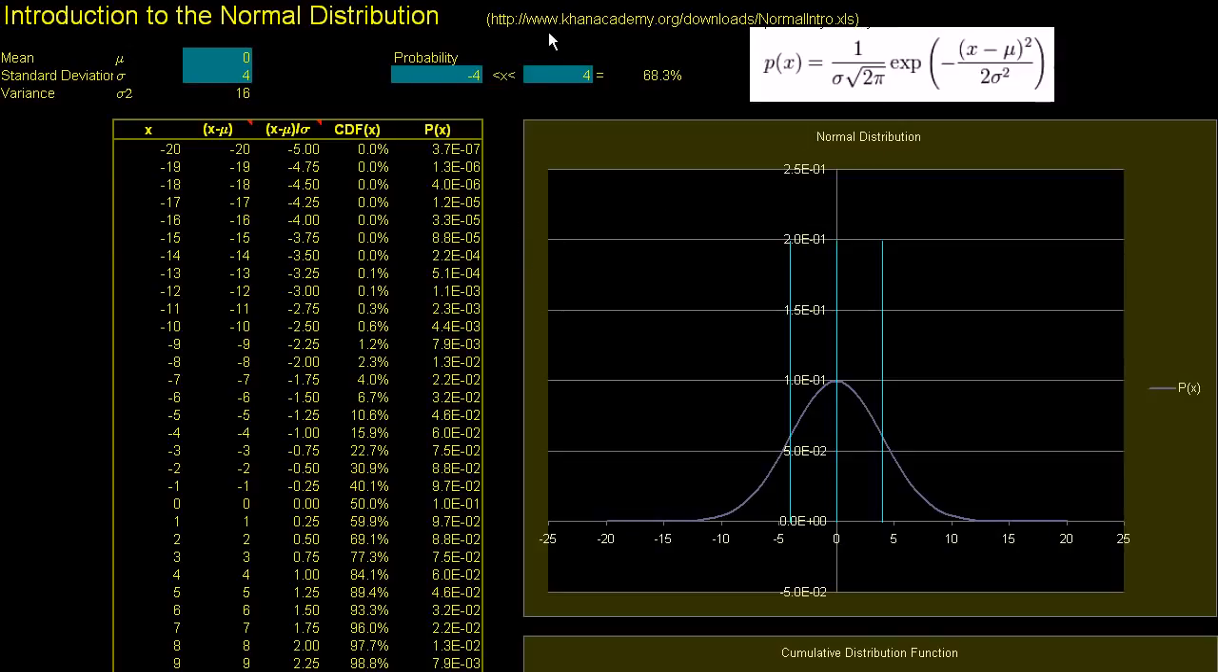So this spreadsheet, just so you know, is downloadable at www.khanacademy.org/downloads/ and if you just type that part in, you'll see everything that's downloadable. But then download/normalintro.xls. And then you'll get this spreadsheet right here.